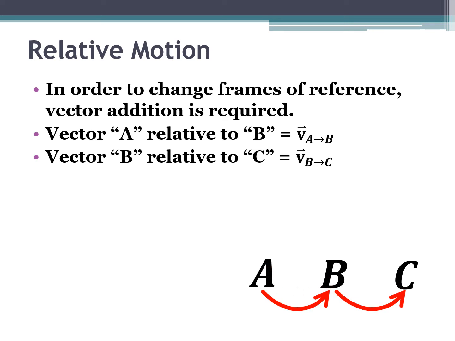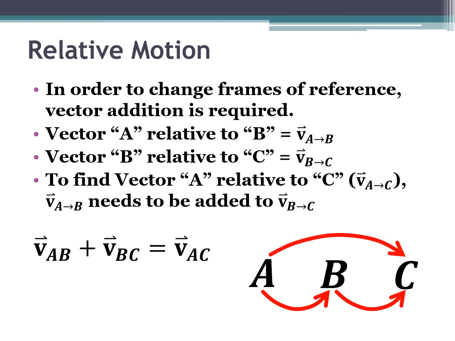Now, if I want to figure out the velocity of A relative to C, that is, for our example, the velocity of the boat relative to the shore, I would need to add those two vectors together. So vector AB plus vector BC will give me vector AC. Now notice the direction of these arrows. In order to get vector A relative to C, I have to have those arrows going in the same direction. A has got to be relative to B first, which is this right here, plus B relative to C, which is this right here, and that gives you the vector of A relative to C.